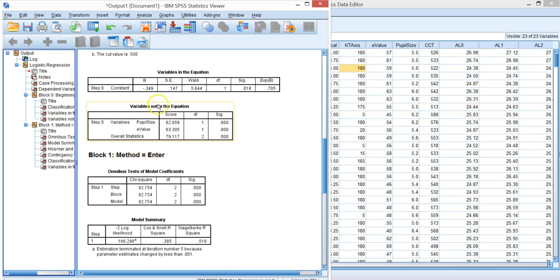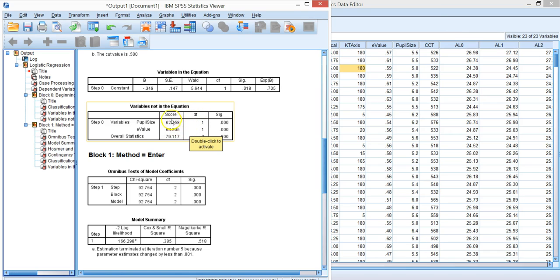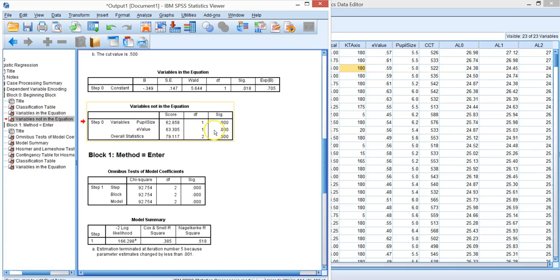And the first equation that it does, it just does a simple constant. It doesn't really do a regression. It just fits it in and kind of gives you a baseline point at which we're starting from. And if we look over here, the variables that are not in the equation, if you were to do them one at a time, you'd see that both pupil size and e-value are significant.